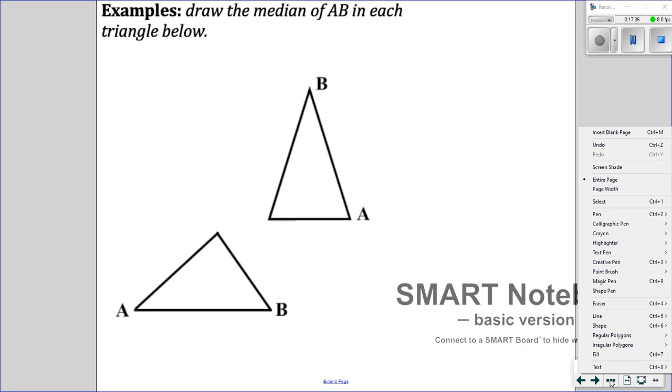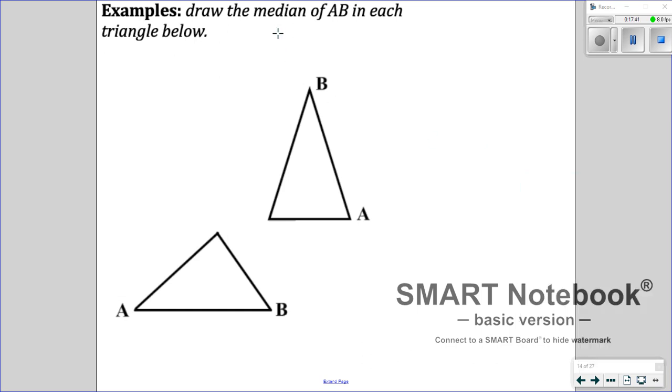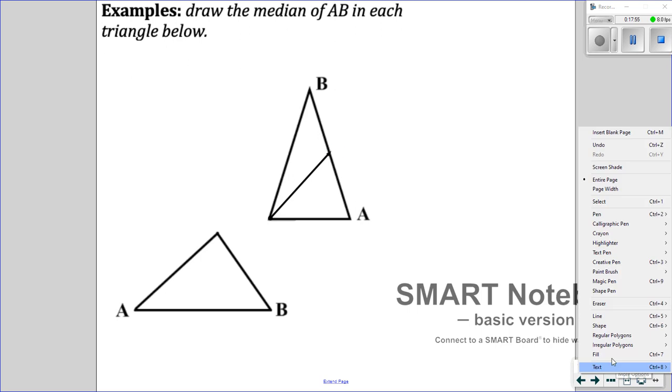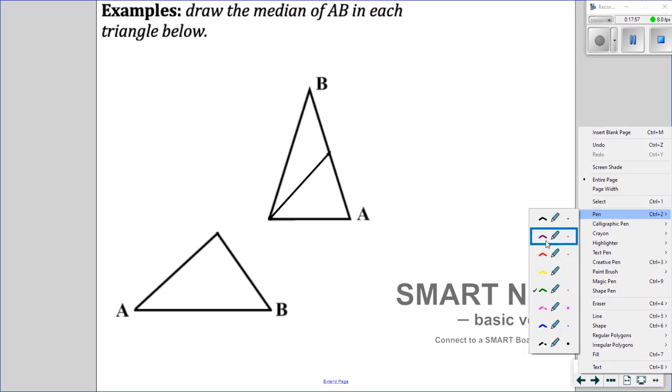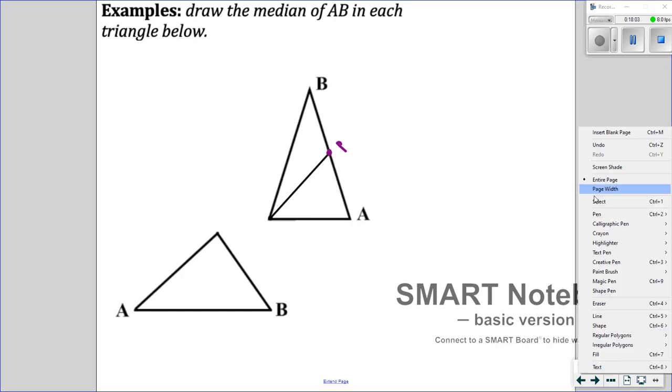So I'm going to use my line. So basically, they want us to draw the median of AB in each triangle. So the median, you're starting at the vertex of the triangle, and then you go into the middle of the line opposite that angle. So for this one, we're at the middle. Put my dot here, and I'm going to put C. That was a very deformed C.